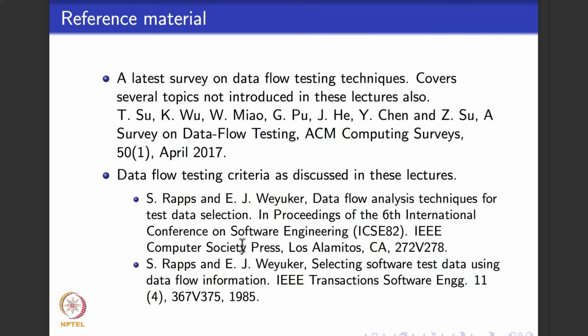Most of the data flow testing criteria that we discussed have been borrowed from these two papers of Rapps and his student Weyuker. These two are very classical papers for data flow testing techniques. As you see, they are dated early 80s and quite exhaustively referred to. The material that I have presented is basically derived from these two papers and the textbook on software testing by Ammann and Offutt.